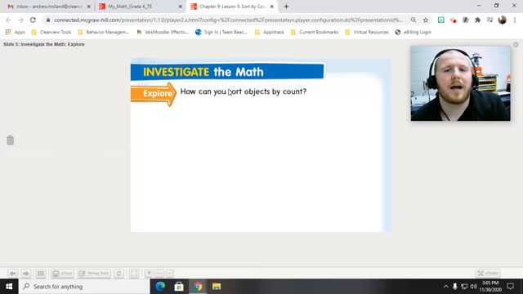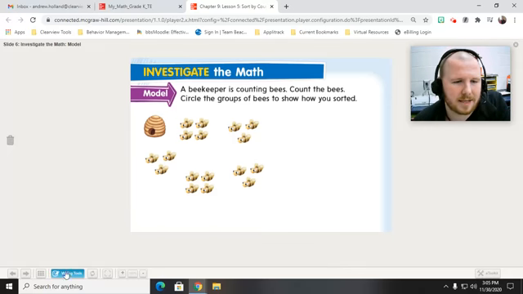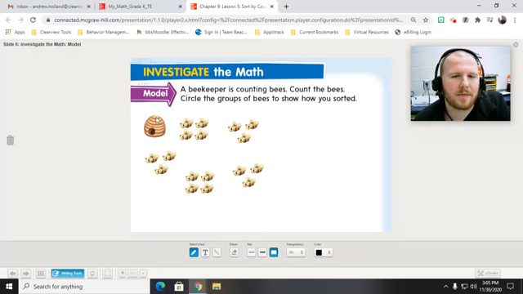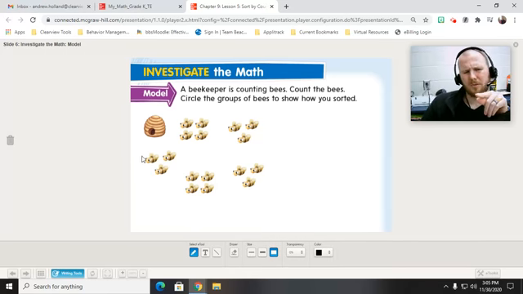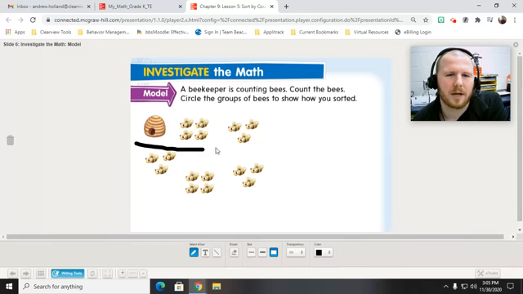Okay, so how can you sort objects by the count? Well, the beekeeper is counting the bees. Count the bees, okay, and then circle the groups of bees to show how you've sorted. Okay, good. So let's get to it. You notice that there are plenty of bees on here, but some of them are in groups of 1, 2, 3, and some of them are groups of 1, 2, 3, 4. You can kind of tell if you look very closely. So I'm going to just look at how they're separated. So we got that and that and that. So we have these 5 different groups.